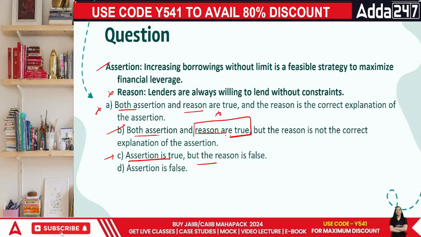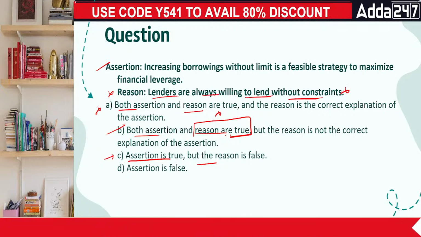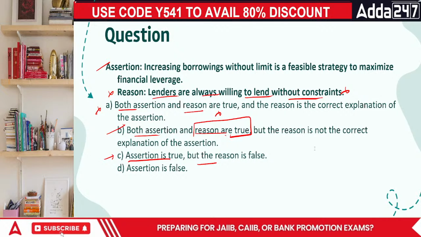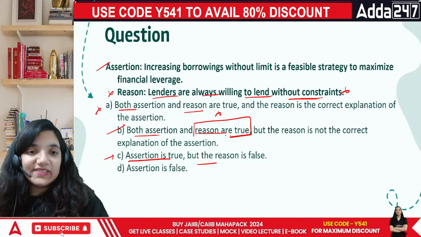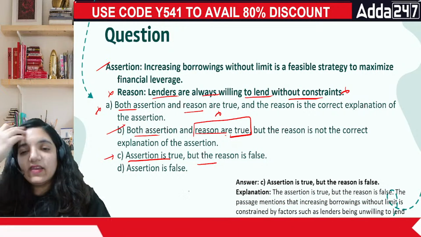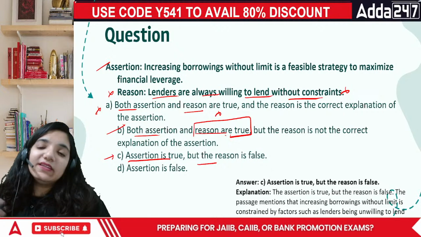This is also not true because lenders are willing to lend without constraints. This is not possible. Why would someone give you the loans without any specific vision to it? So that's correct, ma'am. The answer here would be C. Assertion is true, but the reasoning is false.